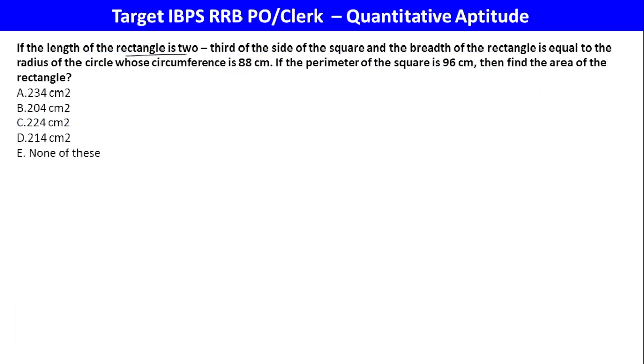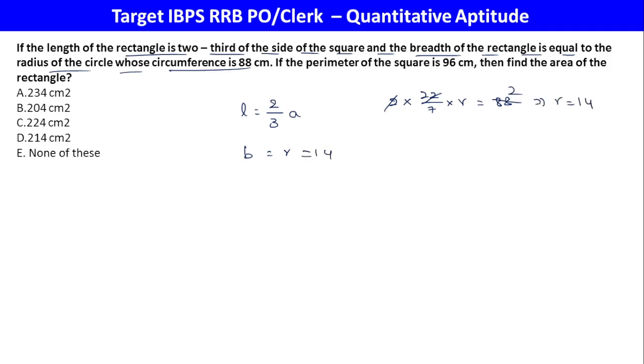If the length of the rectangle is 2/3 of the side of the square, and the breadth of the rectangle is equal to the radius of the circle, whose circumference is 88: 2 times 22/7 times r is 88, so 2 times radius is 14, breadth is 14.